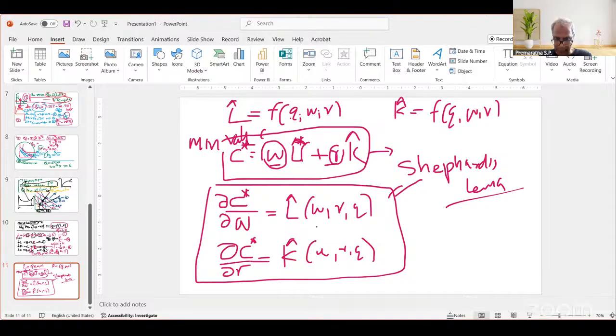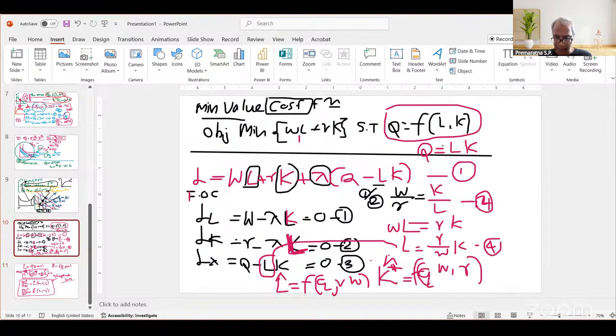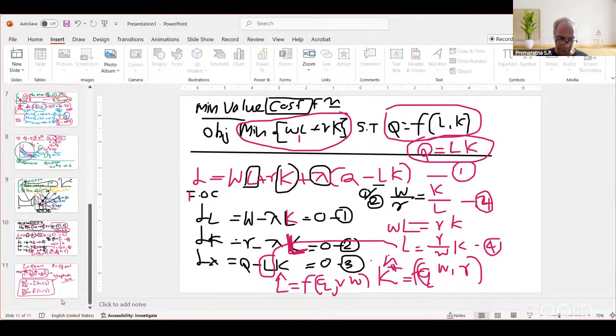In the exam paper, you can look at the previous exam papers, past papers. I asked to derive Shepard's lemma. Hope you understood. Continue with this exercise: given the output function here, you get the real values of labor and capital. Then find the minimum value cost function and do Shepard's lemma, and you can do the question very easily.